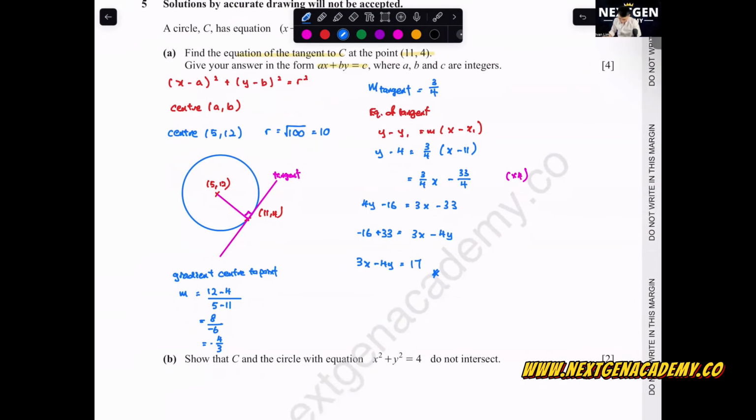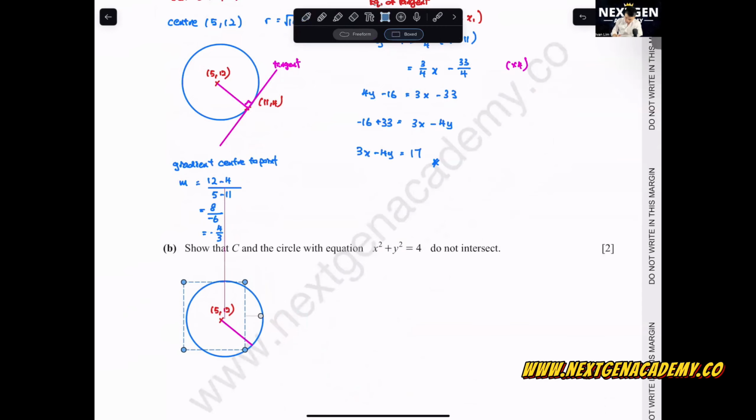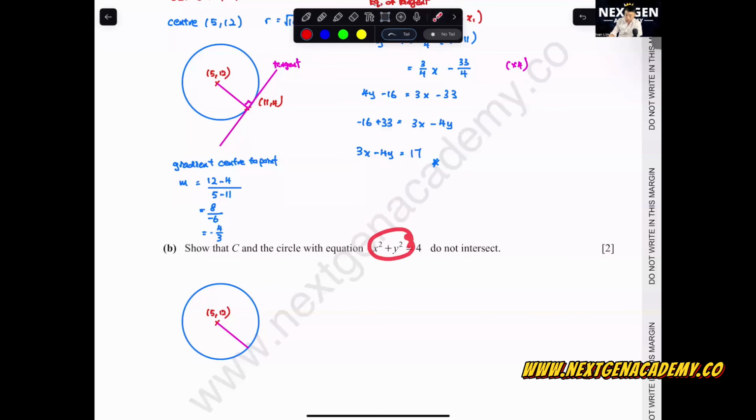Now, show that C and the circle with equation x squared plus y squared equals 4 do not intersect. We have this circle. They are asking us to find another circle. What is this circle? The center is (0, 0) and the radius is 2. Okay, I will try to sketch it out. Center (0, 0), r equals 2.